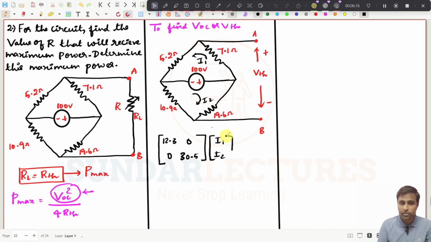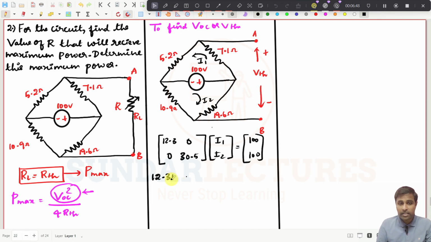We need to get these two values, and that should be equal to what? V1. See, I am going from minus to plus, so it will be plus 100 volt. And in this one also I'm just going in this direction, from minus to plus, so this one will also be 100. So if I get the expression, then it will be 12.3, maybe.